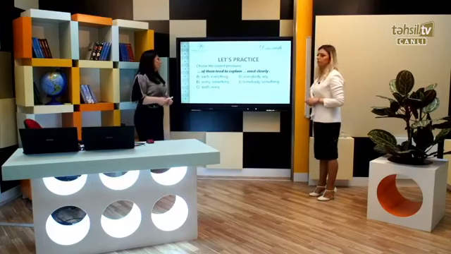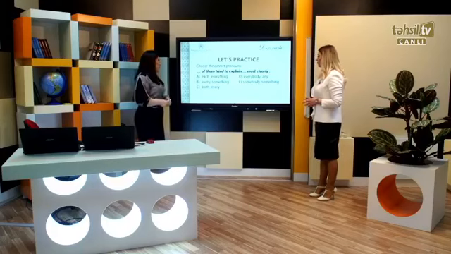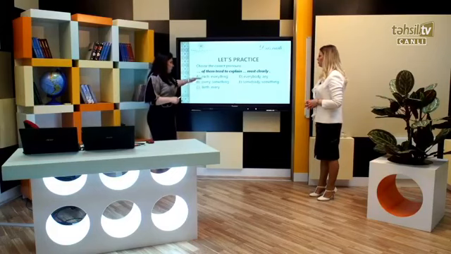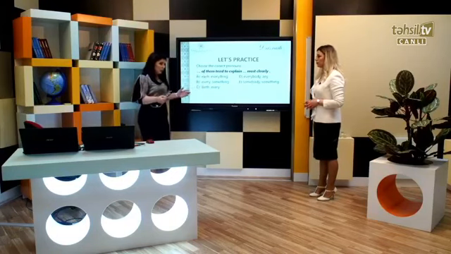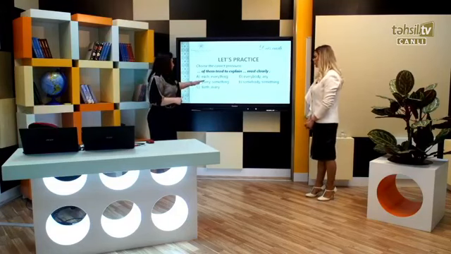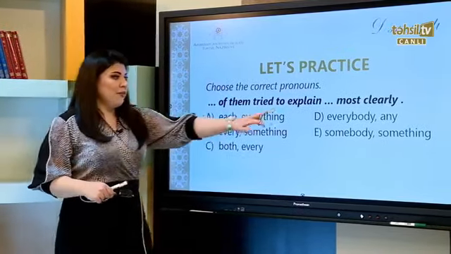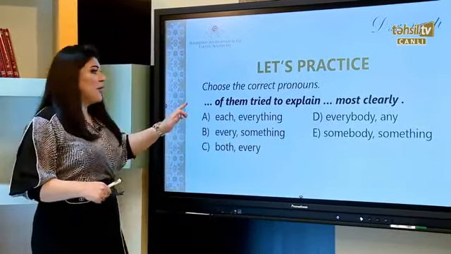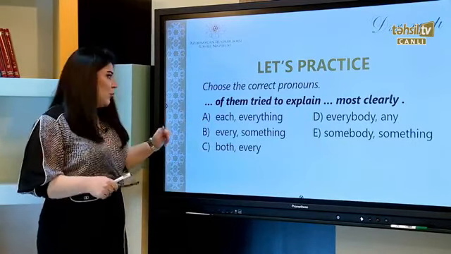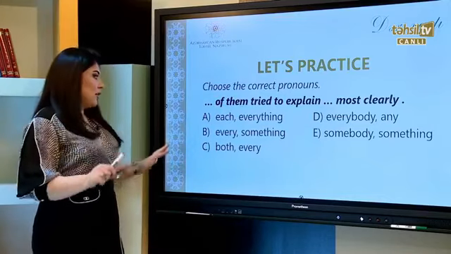The next question. You can see a gap: of them try to explain most clearly. So what can we use? We can't use these students every of them because every is not used alone. Every is used with everyone. That's why this variant is incorrect. If we look at everybody, somebody, we never say everybody of them or somebody of them. I have just explained it to you. So B, D, E, these variants are incorrect.